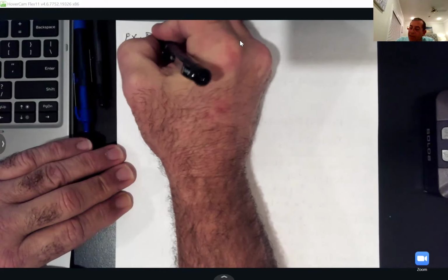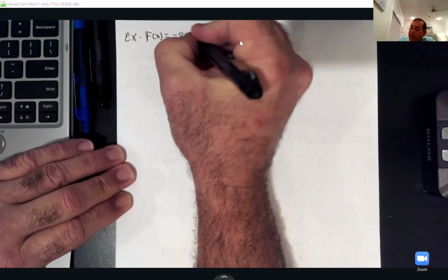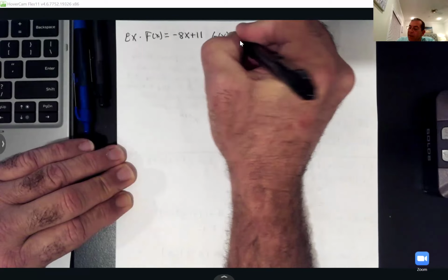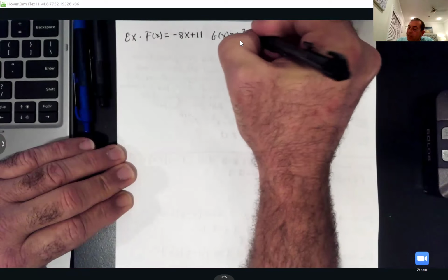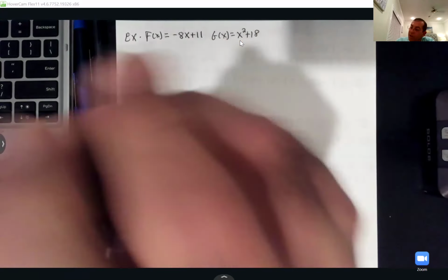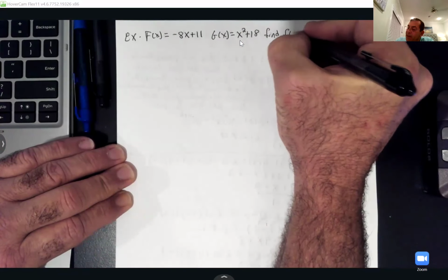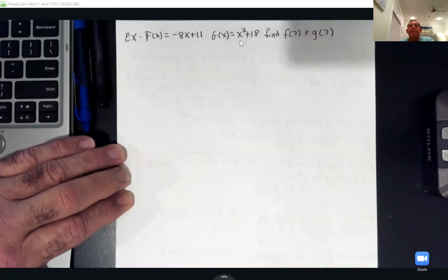So I'm going to throw a few numbers in here this time. On this one, let's see. F of x is going to equal negative 8x plus 11. Okay. G of x is going to equal x squared plus 18. They want us to find f of 7 plus g of 7.